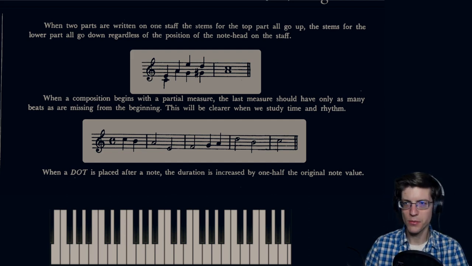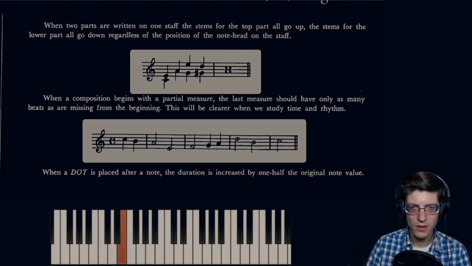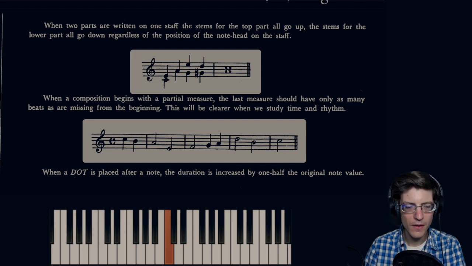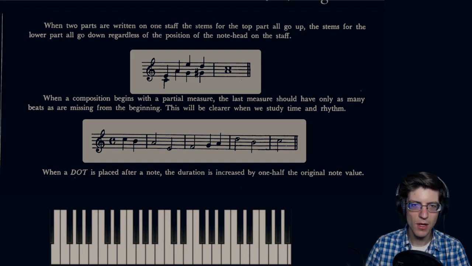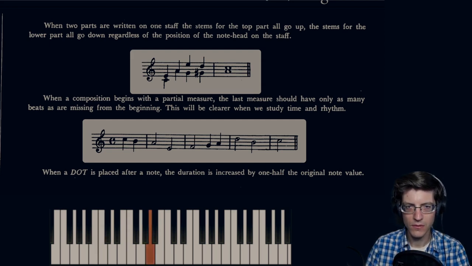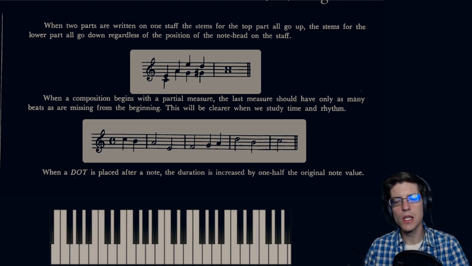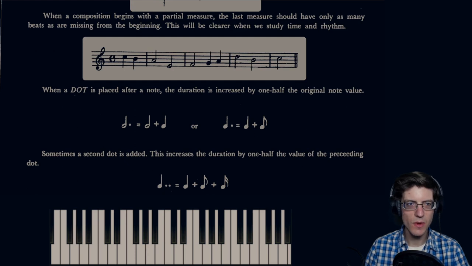Oh, and by the way, I'll just show you the parts here. So pretend this is treble clef. I'll read it. So that would be the upper voice in this example, and the lower voice, this would be the alto, essentially. So you see, each of those is a different part. Let's see here. So we went through: composition begins with a partial measure. The last measure should have only as many beats as are missing from the beginning.